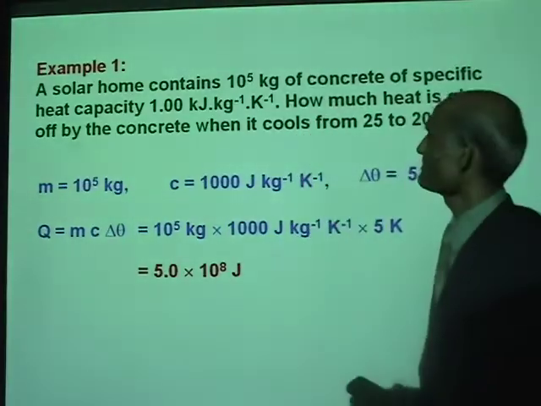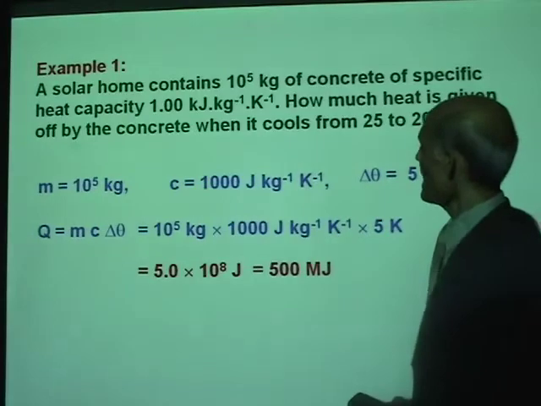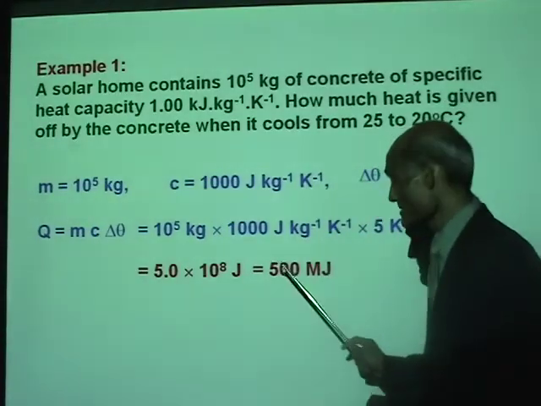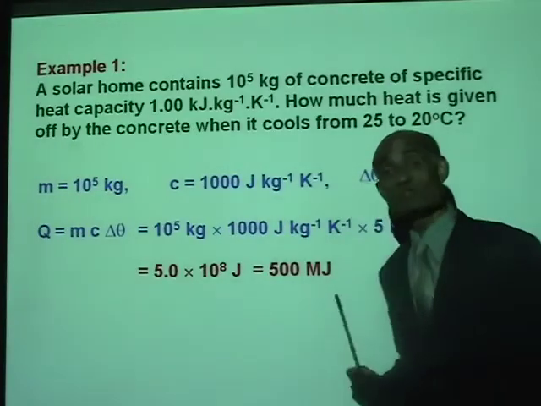Alright, think about it. Okay, this is the same as 500 megajoules, is that right? 500 times 10 to the power 6.